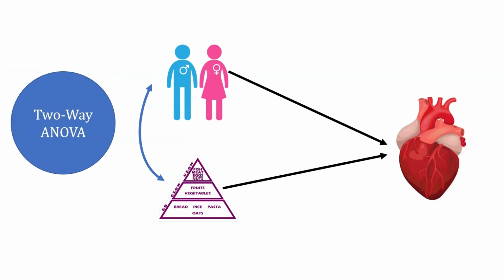Now, this is an example of the two-way ANOVA. For example, gender has influence on the blood pressure, or the group of foods has influence on the blood pressure. And then these two independent variables, the gender and group of foods, may have interaction effect if this is a two-way ANOVA.